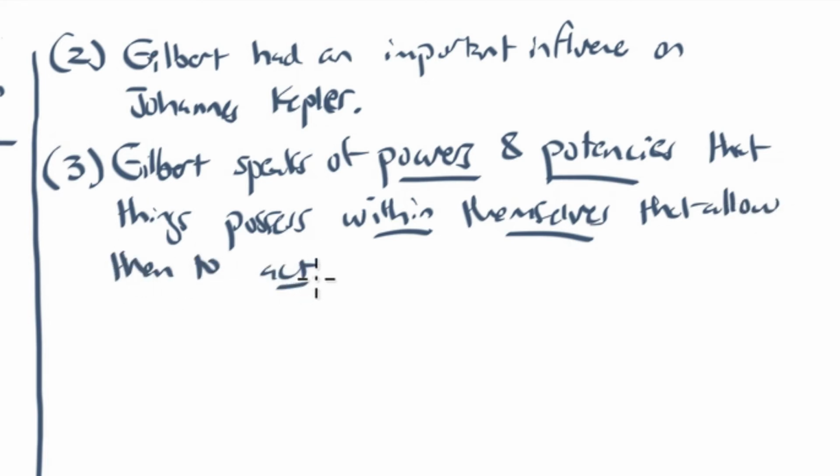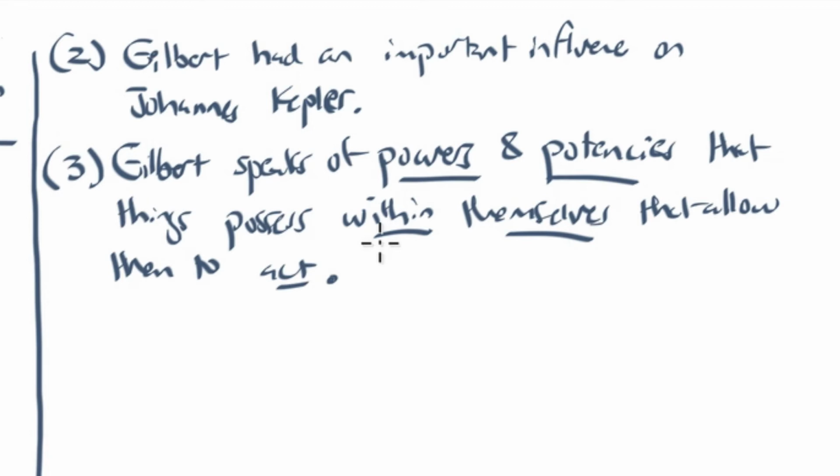This allows them to act on other things. Okay, so notice that I'll explain this more in the coming minutes. But what he says here is that whereas previous medieval thinkers said the powers or potencies, the abilities to affect a magnet, lay outside of the Earth, what Gilbert is going to argue is these powers or potencies lie within the magnet and within the Earth himself. So he just locates the power to act within the lodestone and within the Earth rather than outside of the Earth and in the heavens.